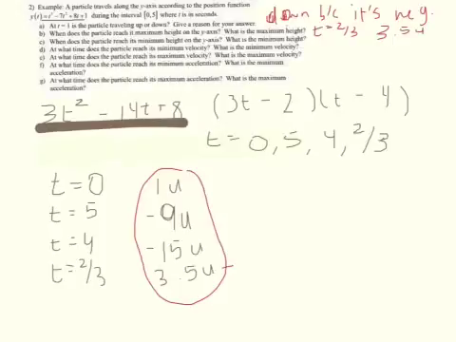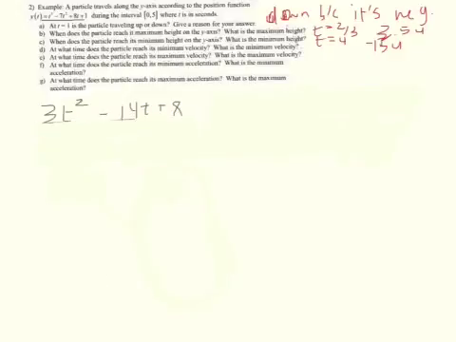So now the next question asks for the minimum height. This is the smallest number, so it's basically the opposite of finding the maximum. So for this question, it would be t equals 4, and negative 15 units would be the minimum height. Okay, so the next two questions ask for velocity, the minimum and maximum velocity.